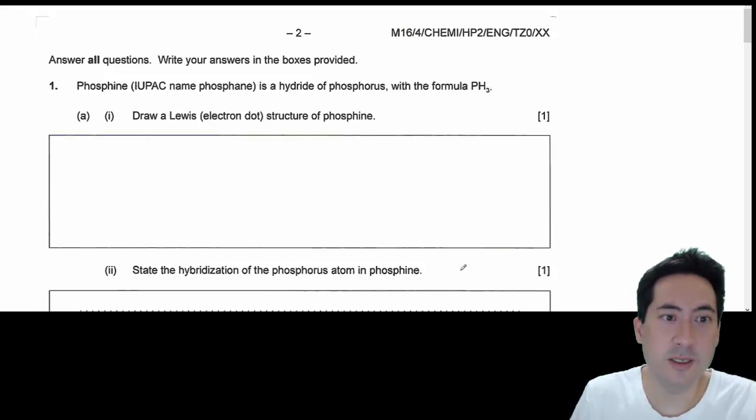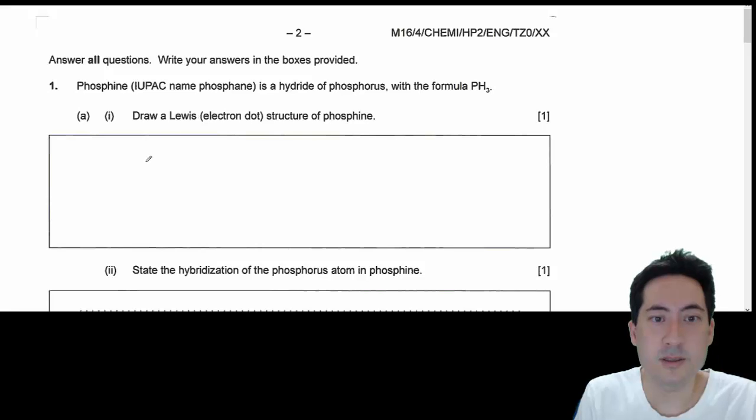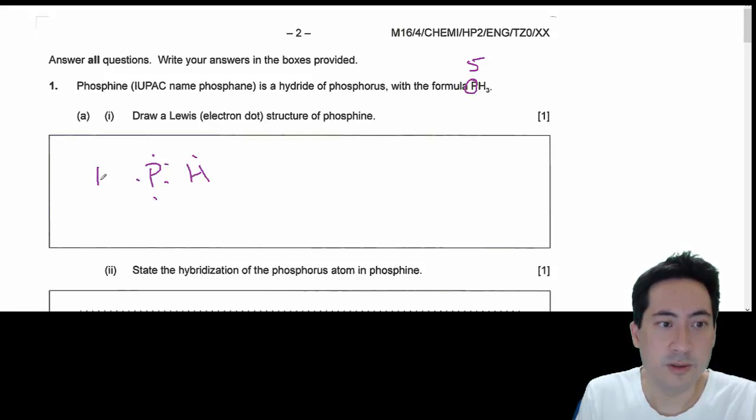For this one, this is just standard level. It doesn't go into the hybridization, so I'll make a separate video for the standards, so they don't get the hybridization bit. If you look at your periodic table, which you'll get in your data booklet, phosphorus has 5 valence electrons, so you always draw out your structure with 5 valence electrons, and then you draw your hydrogen with its 1 valence electron.